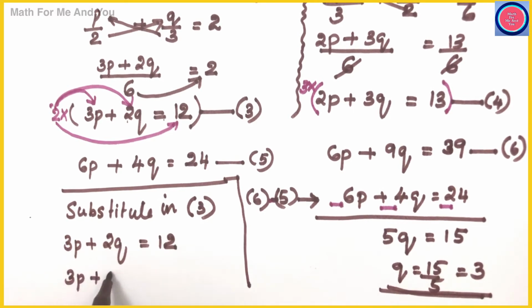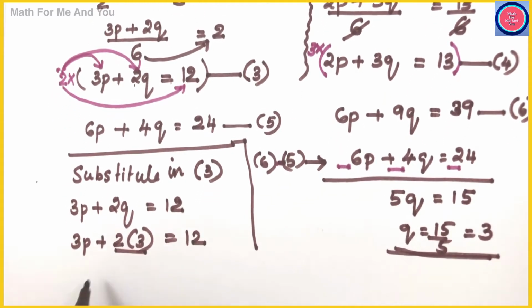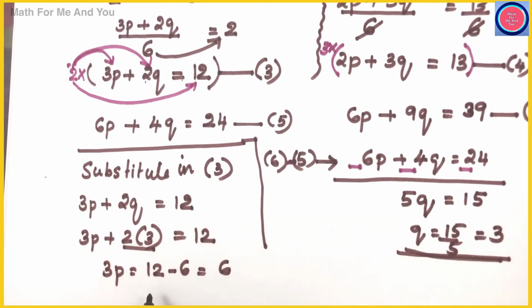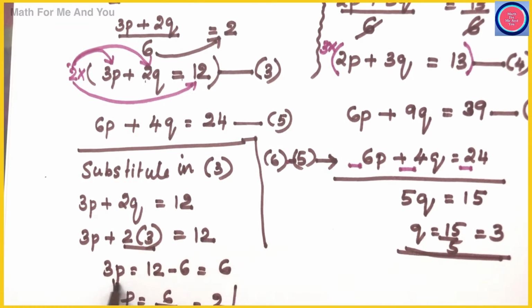3p plus 2 times 3 is equal to 12. 2 times 3 is 6. So we will move 6 to the right side. 3p is equal to 12 minus 6. How much is it? 6. Okay, how to get the value of p? Divide. Divide with what number? With 3. 6 over 3 is equal to 2. See, we get p and q.